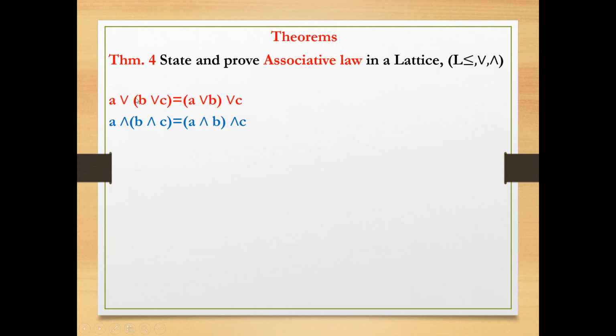That means firstly we will have to solve B join C on the left hand side, and then we have to solve it with A. Similarly, on the right hand side, we have to firstly make the join of A and B, and then the resulting element will be joined with C. But the associative law says both of them are equal, and similarly for meet also. So we shall prove the result for join, and the result for meet will hold similarly. You can prove it on your own. So firstly, to prove A join (B join C) equal to (A join B) join C.